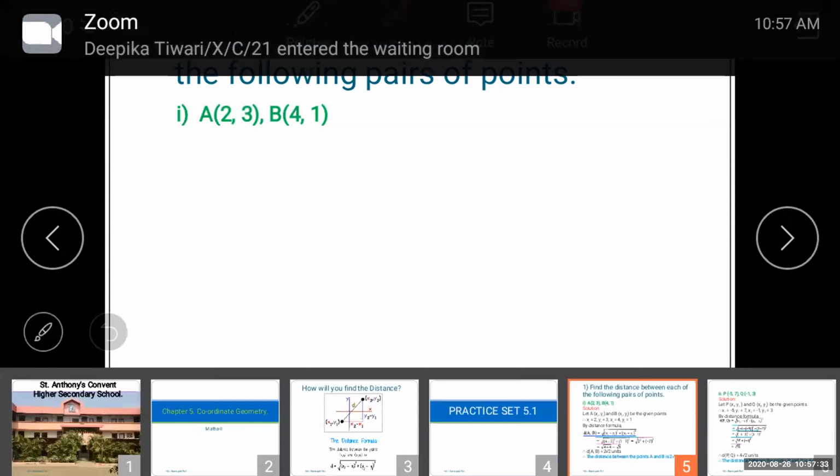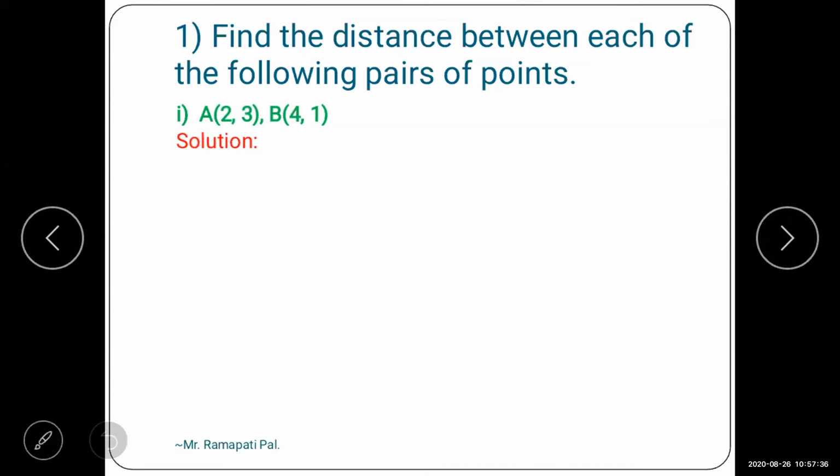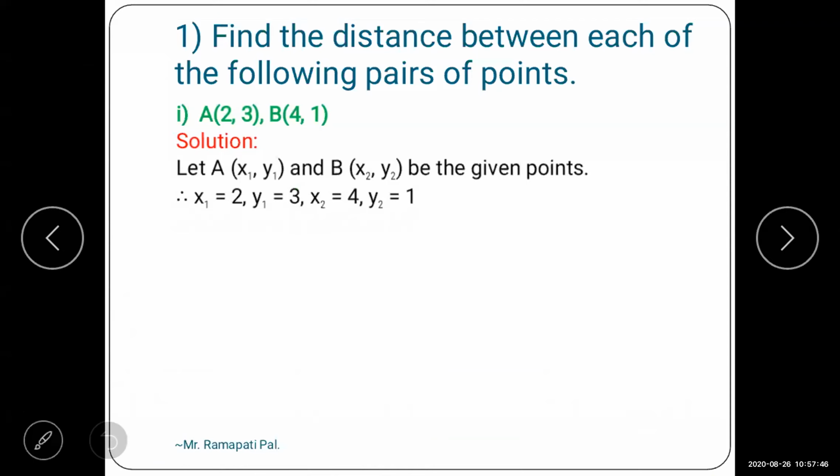Let's see. Now we are going to solve. Let A be (x1, y1) and B be (x2, y2). Then x1 is equal to 2 and y1 is equal to 3, x2 is equal to 4 and y2 is equal to 1. Is it clear? x1 is equal to 2, y1 is equal to 3, x2 is equal to 4, y2 is equal to 1. Then by distance formula.